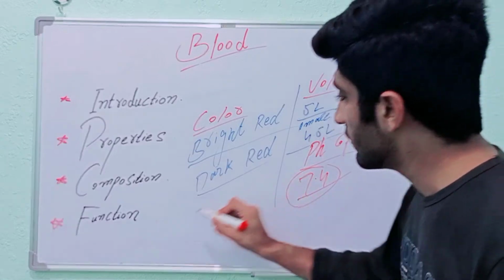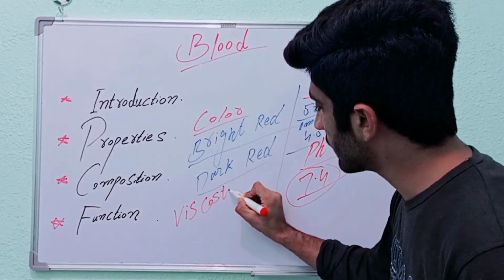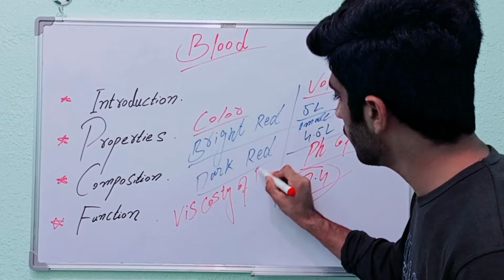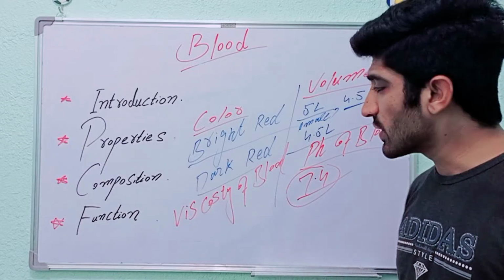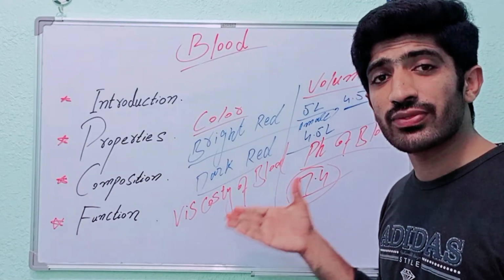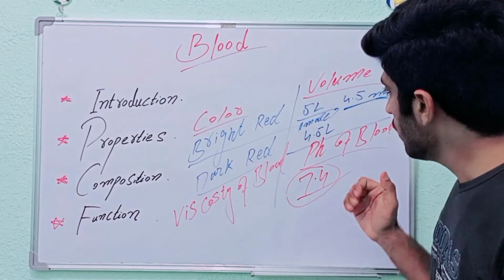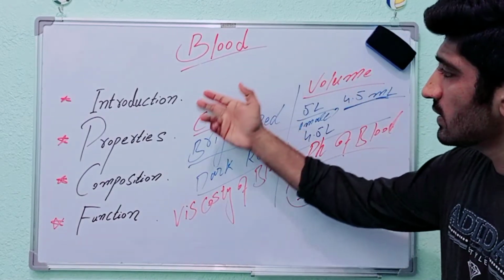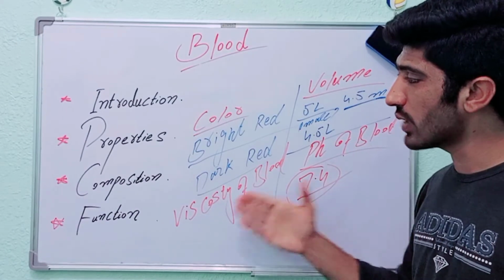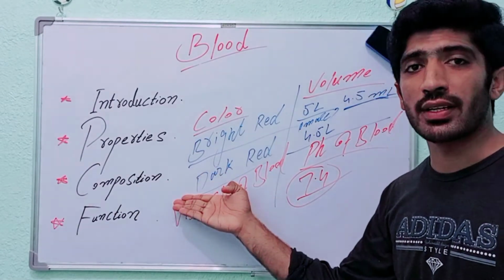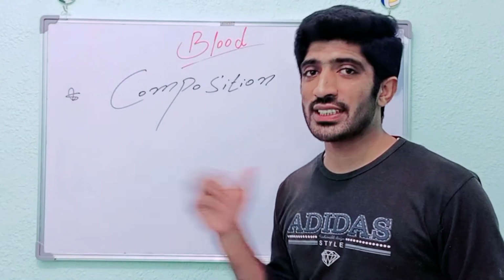After that is the viscosity of blood. Students, the viscosity of blood is 5 times more than water. So this is all about properties of blood. After that we have to discuss composition of blood.